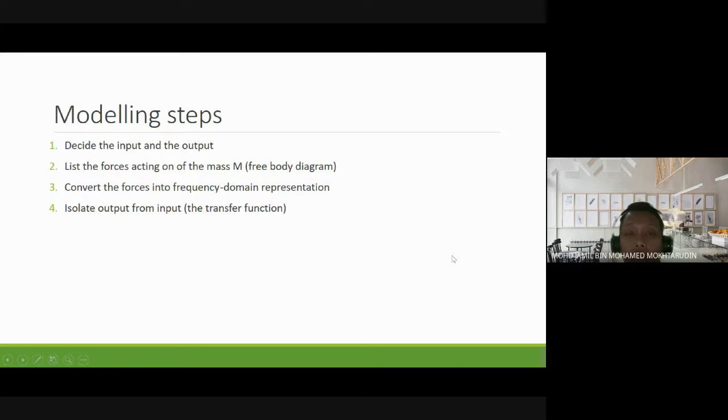Okay, so to model this system, we need to follow these modeling steps. Firstly, we need to decide the input and output of the system, and then list the forces acting on the mass M. In this case, we need to draw the free body diagram, and then we need to convert the forces into frequency domain representation. So we derive the equation in the time domain, then convert it into the frequency domain. Lastly, we isolate output from input to get the transfer function. Okay, so let's look at these steps, how to model the single degree of freedom system.